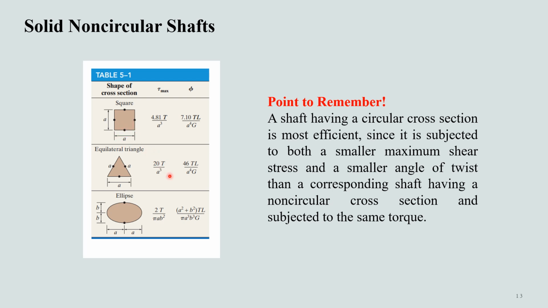Okay, one critical point to remember from the discussion is that shafts having a circular cross section are the most efficient because they are subjected to both a smaller maximum shear stress and a smaller angle of twist than a corresponding shaft having a non-circular cross section and subjected to the same torque.